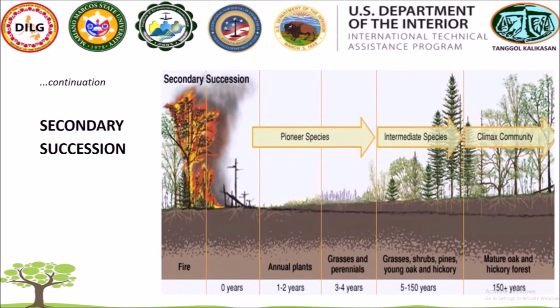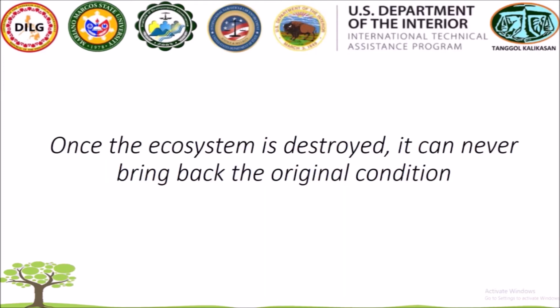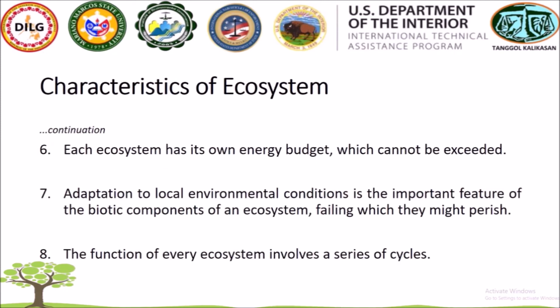While secondary succession is the evolution of a biological community in which plants and animals recolonize a habitat after a major disturbance, such as devastating floods, landslides, and human activity like illegal logging. Take note, once the ecosystem is destroyed, it can never bring back the original condition because the damage is already there. Whatever rehabilitation we make, it is completely different from the first succession.